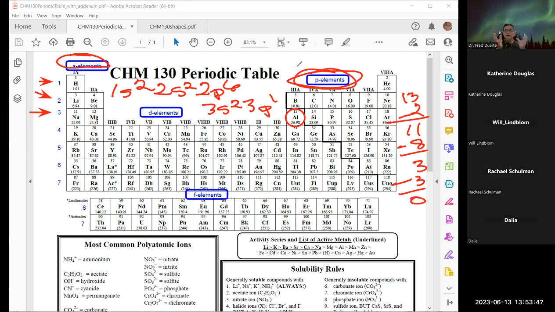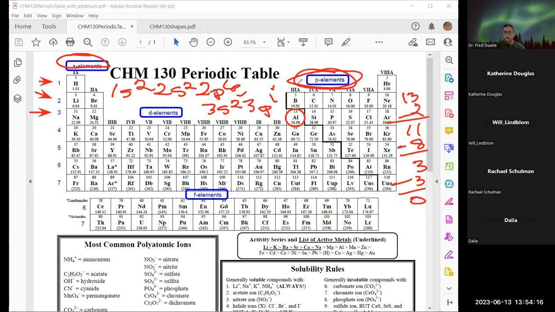Of the 13 electrons, the outermost shell is in the third energy level. So there's 3 energy levels for aluminum: first one, second one, and third one. Of those 13 that aluminum has, 3 of them are in the outermost shell, what we call the valence shell. Of those 3, 2 of them exist in the S orbital, and 1 of them exists in the P orbital.